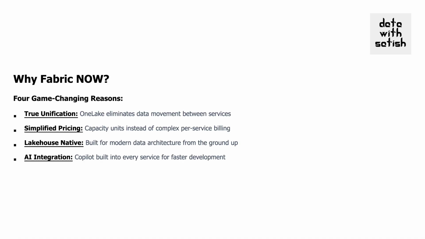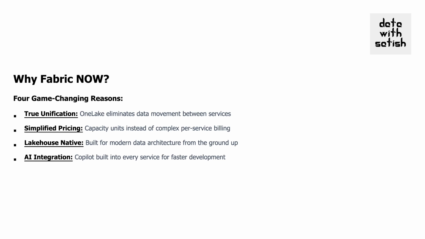But Microsoft tried unified platforms before. Synapse was supposed to do this. So why is Fabric different and why now? First, it's the true unification. In Synapse, services were loosely connected. You still move data between them. Fabric uses OneLake as a foundation. Every service reads and writes to the same data lake tables. No data movement at all.